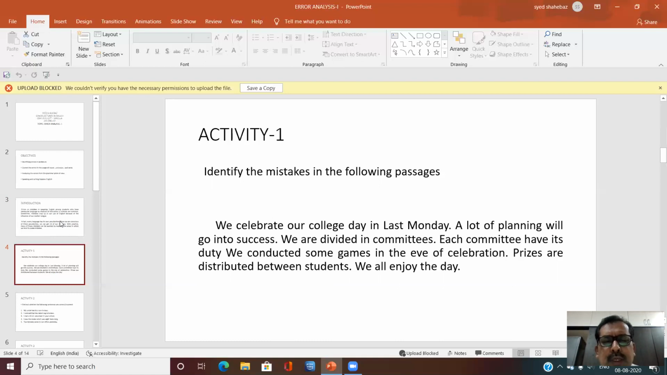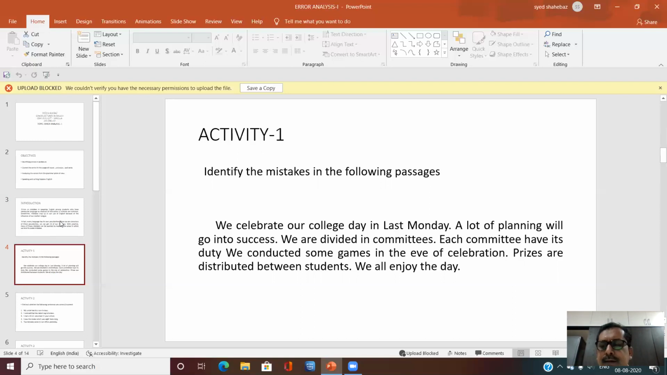See, we celebrated, not celebrate. We celebrated our college day on Monday. We celebrated our college day on last Monday, not in, but on last Monday. So there are two mistakes in the first sentence. We celebrated our college day on last Monday. Next, a lot of planning went into its success.